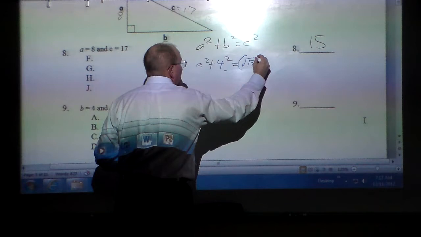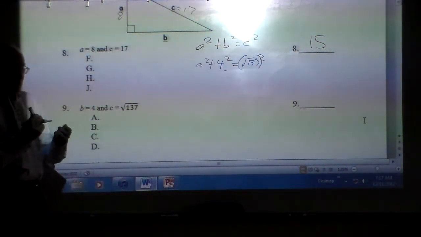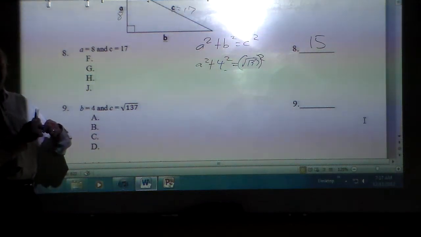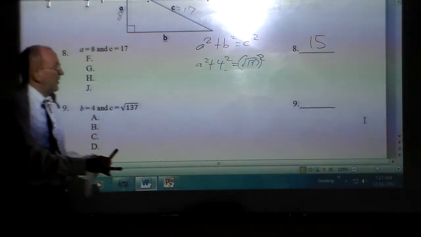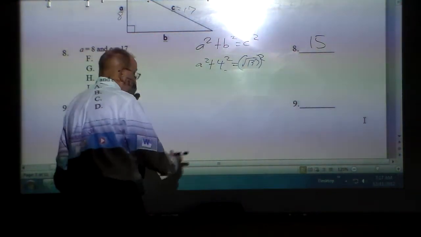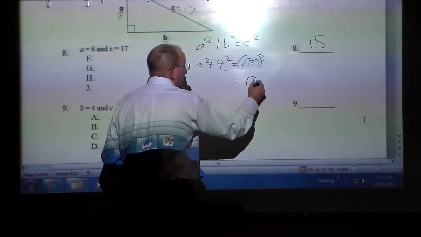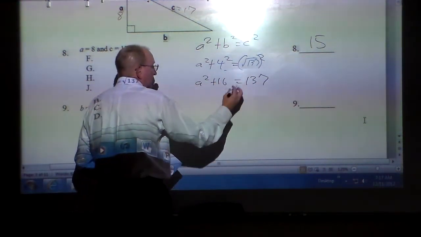This is the part that gets people. I'm actually going to square the square root of 137, which is kind of nice, because you don't have to do any actual math. If I find the square root of 137 and square it, I'm going to be right back to what? 137. And then 4 squared is 16.